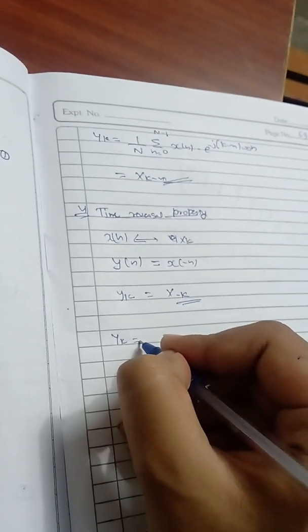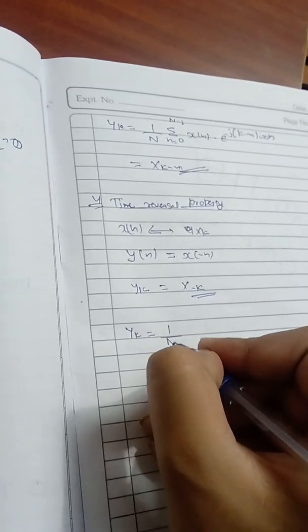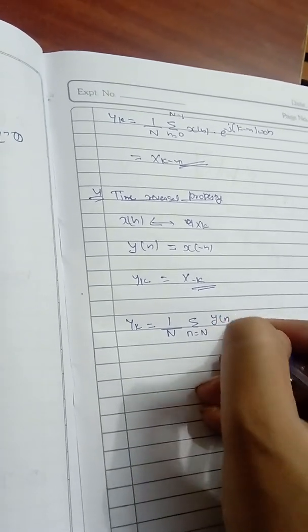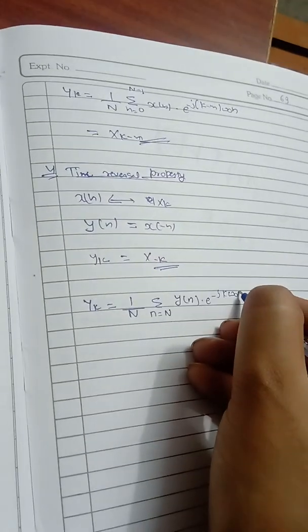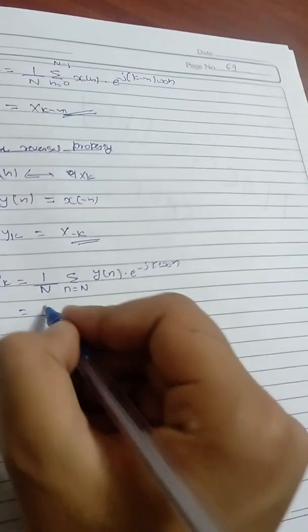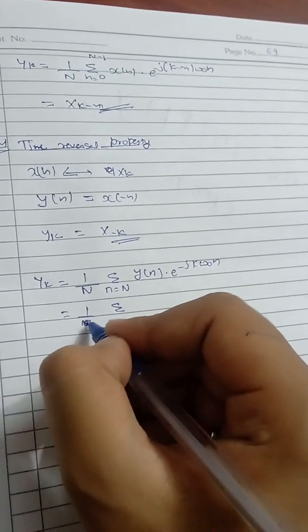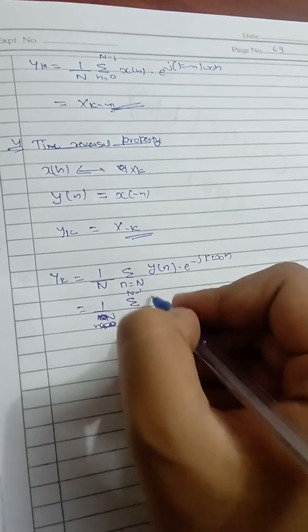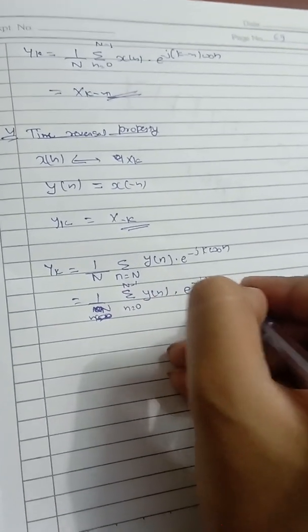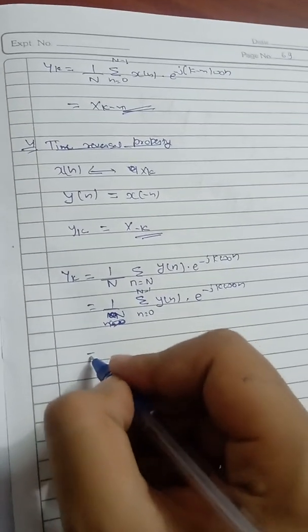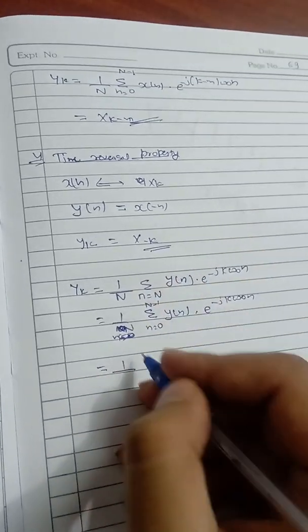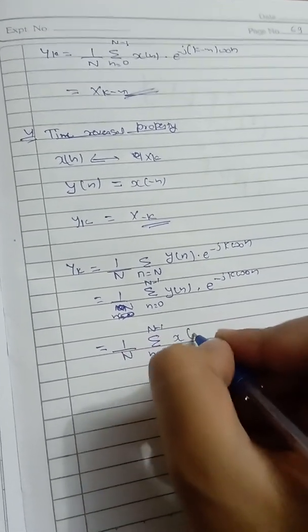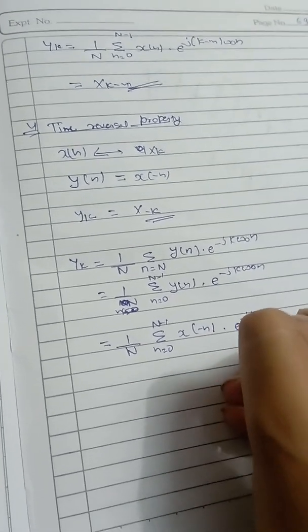The formula that we have used in the previous proofs also: y of k equals 1 upon n summation over one time period of n, y of n into e raised to the power minus j k omega naught n. Similarly, this can be written over the time period n equals 0 to n minus 1, y of n into e raised to the power minus j k omega naught n. So we would now replace y of n with x of minus n. So the limit remains as it is, and it becomes x of minus n into e raised to the power minus j k omega naught n.